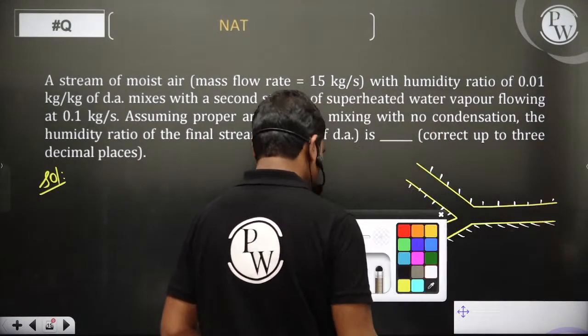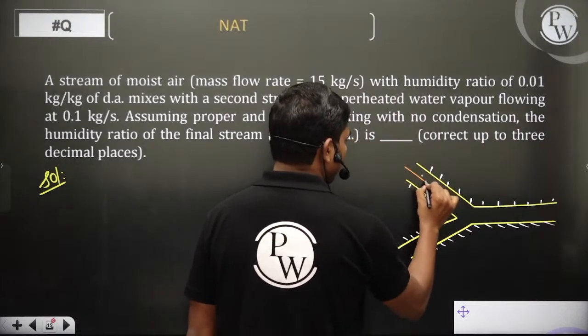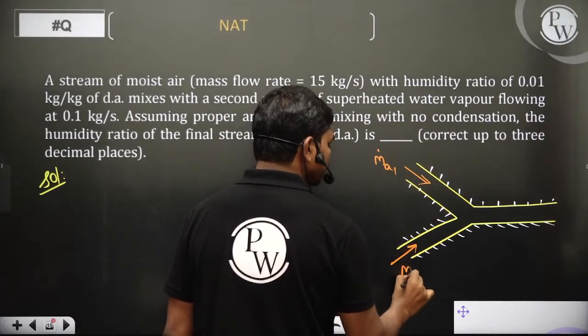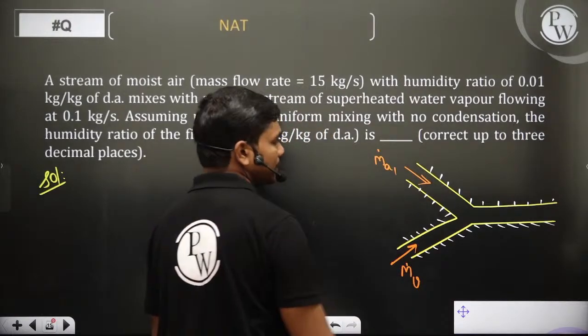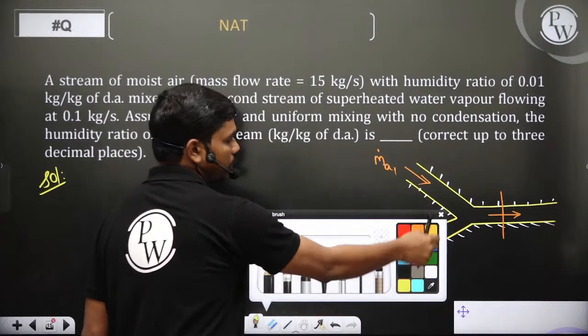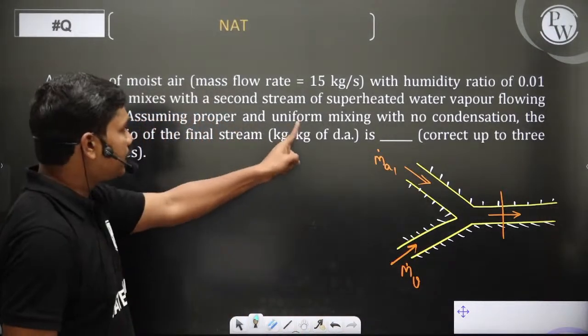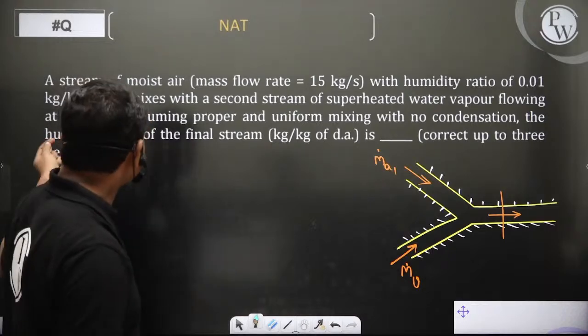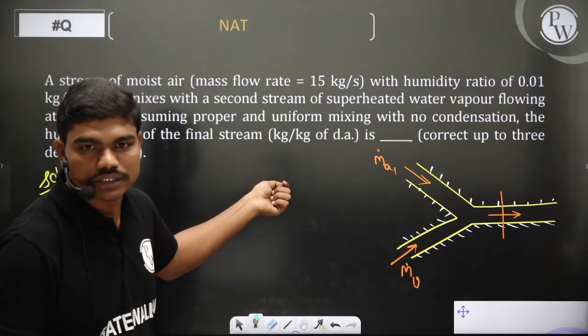Okay. Now let's see. Through this we have m dot a1, and here only vapor is flowing. So let's say this is m dot v. Then you have the mixture at these conditions. What they're asking you is the humidity ratio, which is nothing but omega. So omega of the final stream, 14 or 16, something like that is coming.